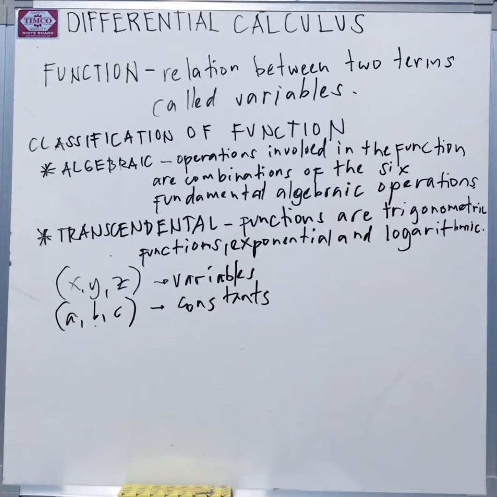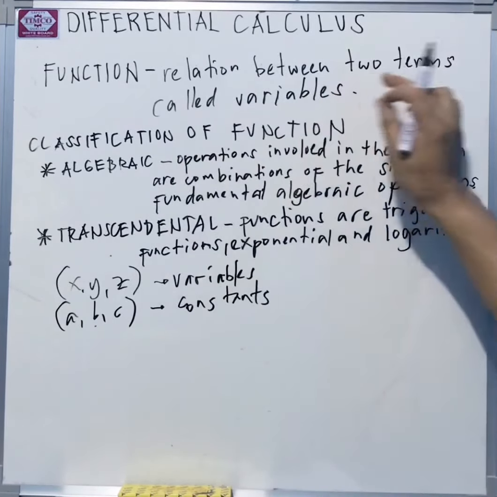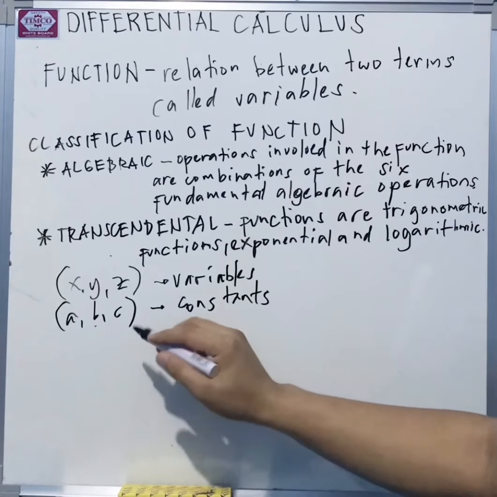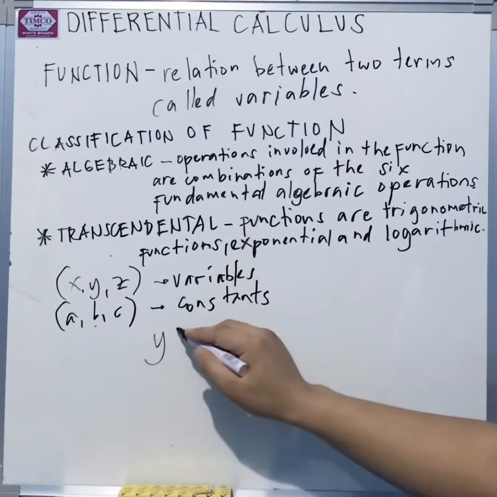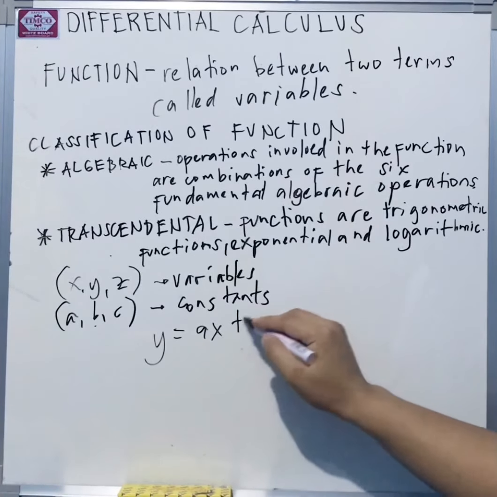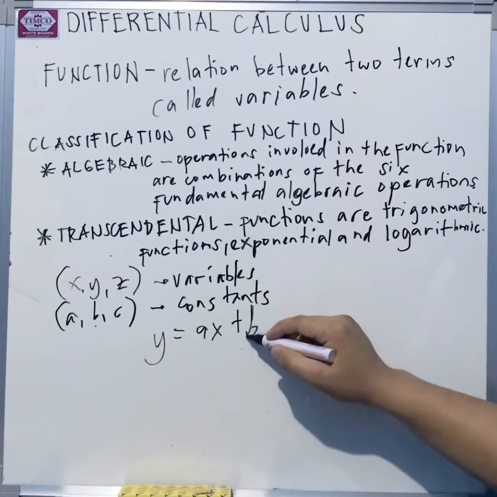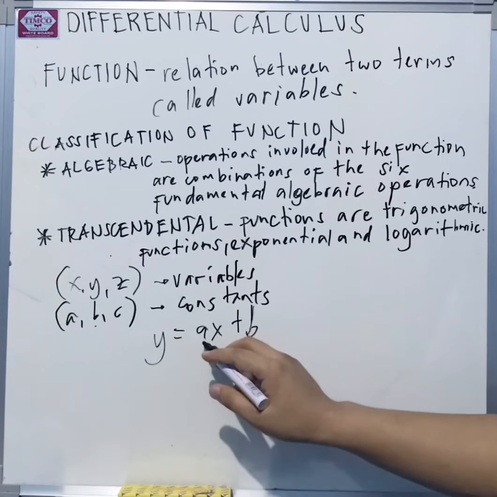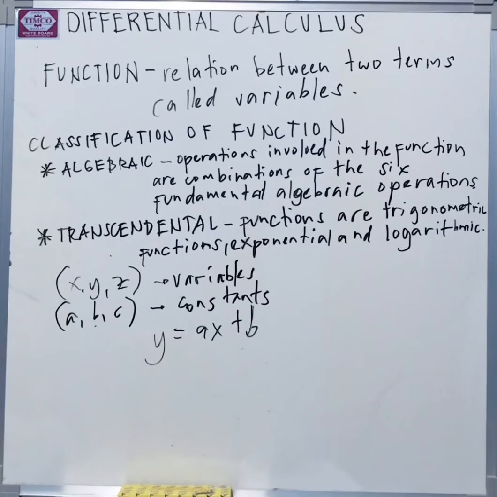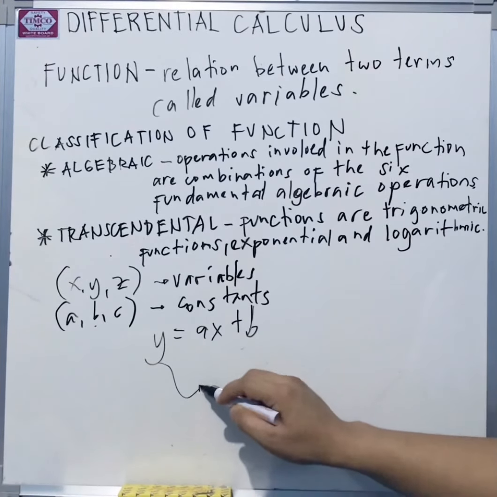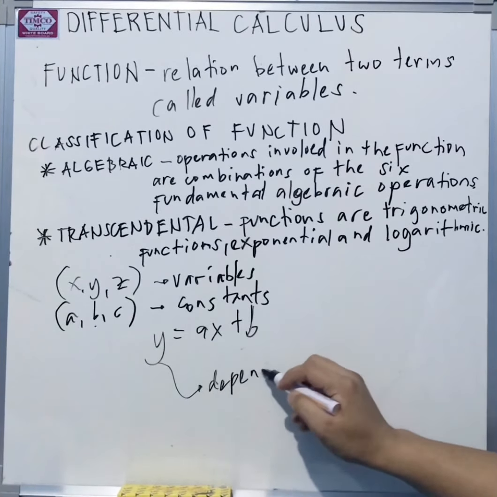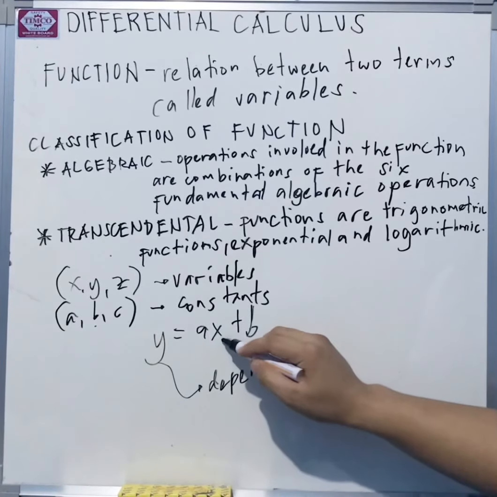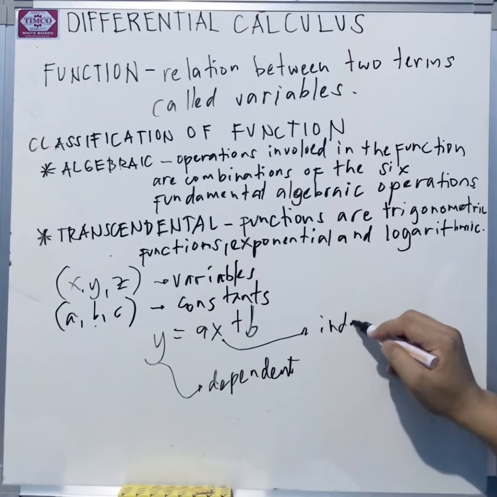So, ano ba example natin ng function? Function is, sabi nga, a relation between two terms called variables, so it will consist of variables. Okay? Example is y equals ax plus b. So we have the x and y variables, and then the a and b are constants. As we can see in the function, y is the dependent variable, and x is the independent variable.